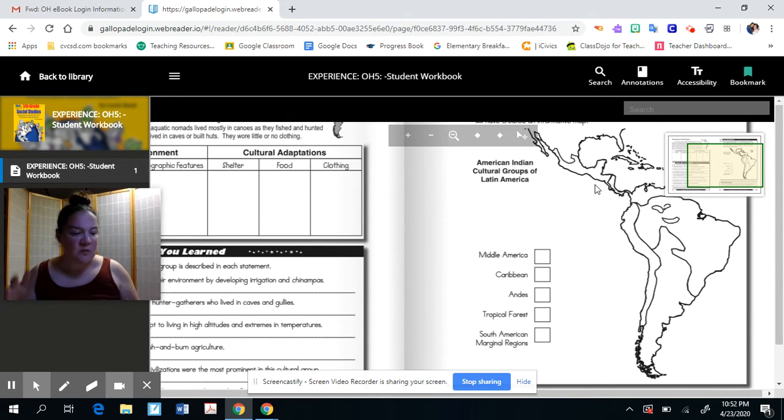So I just kind of want to hit a little bit about these guys. So you see that there's 5 of them. Okay, and let's just kind of go from the top here. So we've got the Middle America. And if you were sitting in class, I would have had you color code this. Middle America would be right here. It would be the area that stretches from Mexico to Panama. So this would be this area right here. That would be Middle America.